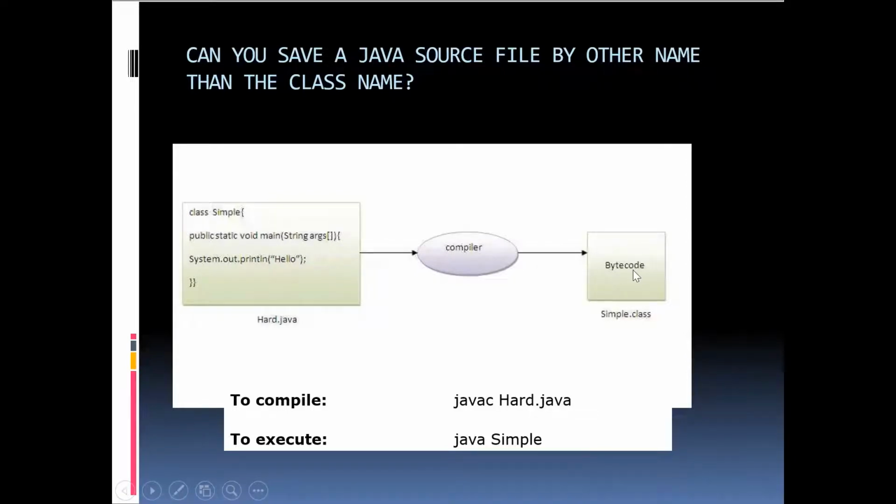How will you do the compilation? javac hard.java. We gave hard, so hard.java. javac is the compilation. How to execute?